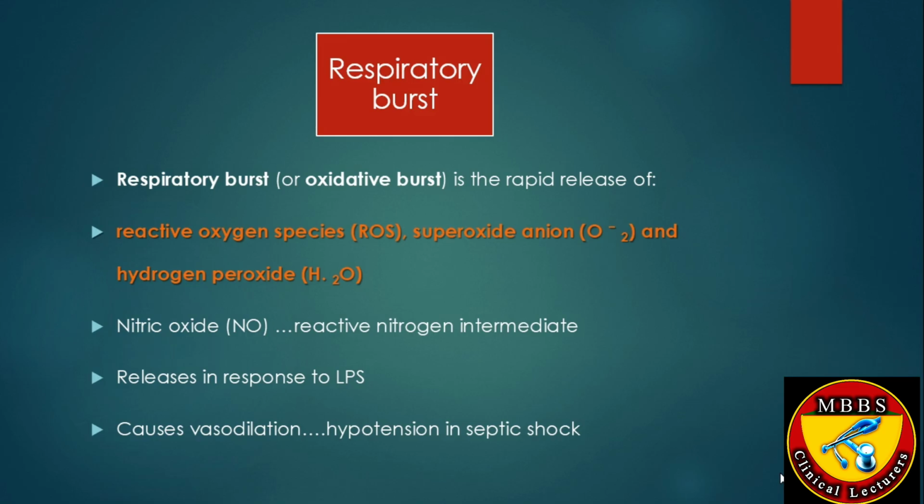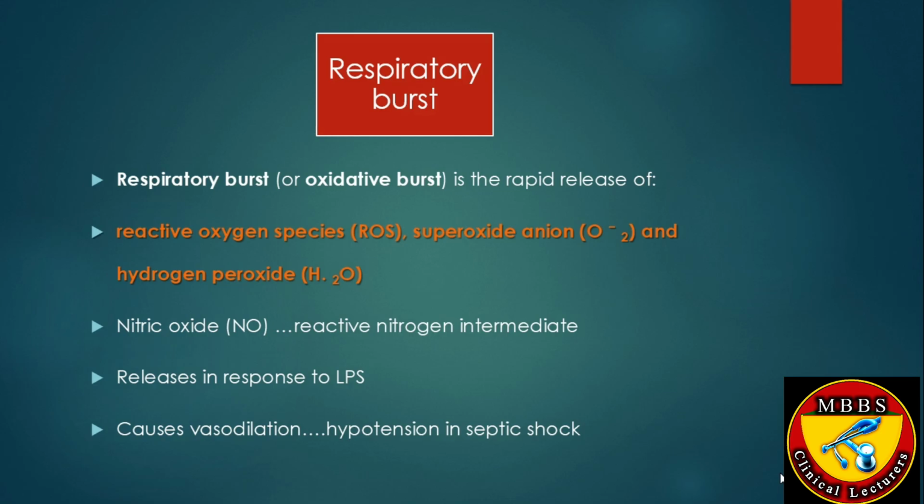So hydrogen peroxide plays its role in the production of hypochlorite, which is again a very important molecule to destroy the bacteria. So during the oxidative burst or respiratory burst, we are having reactive oxygen intermediates. Also, we produce nitric oxide, which is another important microbicidal agent, and it is known as a reactive nitrogen intermediate. But this enzyme also has its role in causing hypotension during septic shock, because nitric oxide is a vasodilator, and this vasodilator causes vasodilatation, as a result of which hypotension occurs in septic shock.